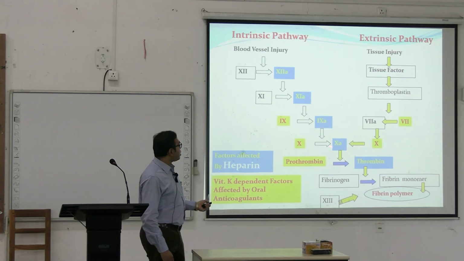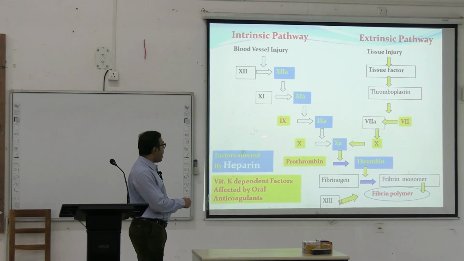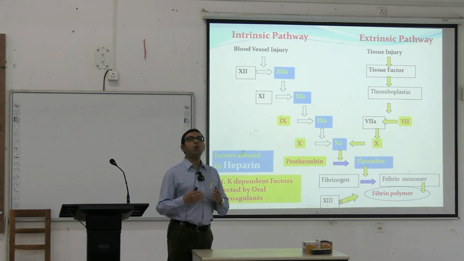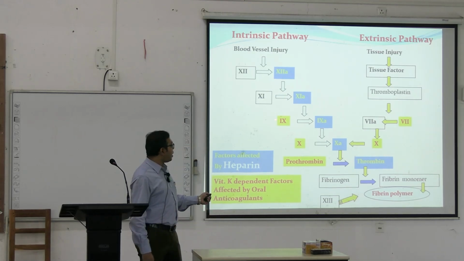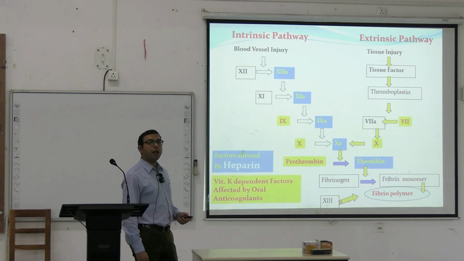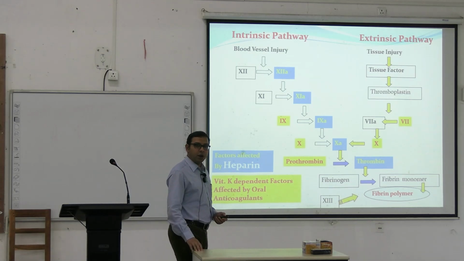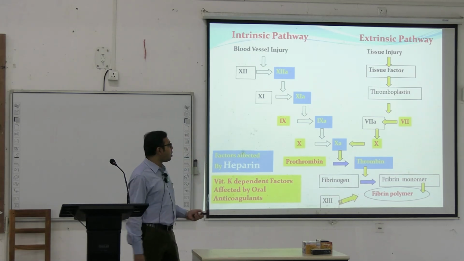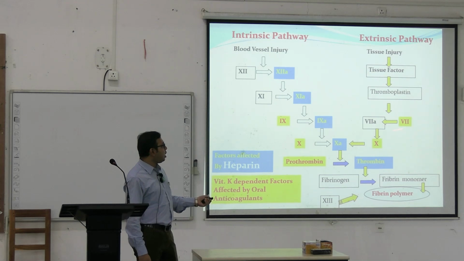So you can see these are the areas where heparin acts, and the yellow ones are the areas where the oral anticoagulants act. Oral anticoagulants mainly act where vitamin K acts. So the vitamin K dependent clotting factors, already we have seen, are factor 2, 7, 9, 10. You can see these are the areas where the vitamin K dependent clotting factors or oral anticoagulants mainly act.